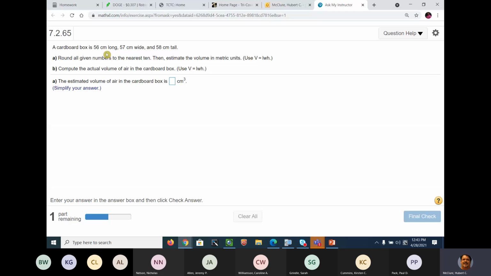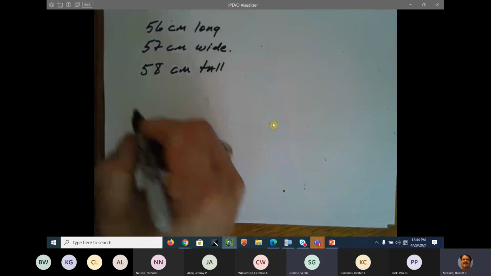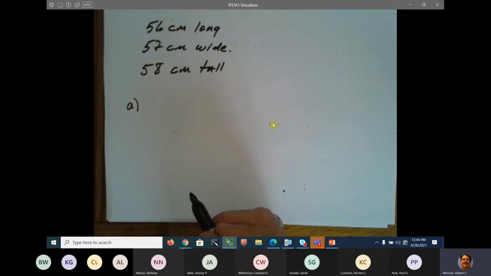So 56, 57, 58. Round to the nearest 10 and do the volume. Compute the actual volume. Really? I didn't know this was on there. This one's kind of simple. This is the kind of problem that people skip and miss. You know why? Because it's too what? Complicated? It's too easy. People get confused because they're saying, really? They really want us to just do that?